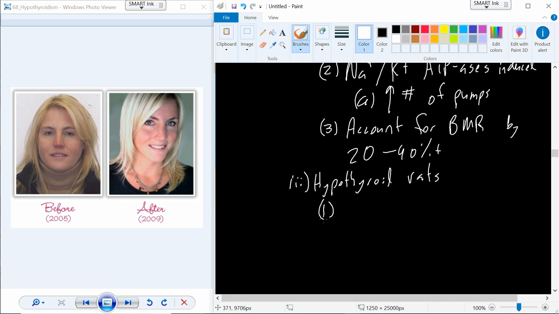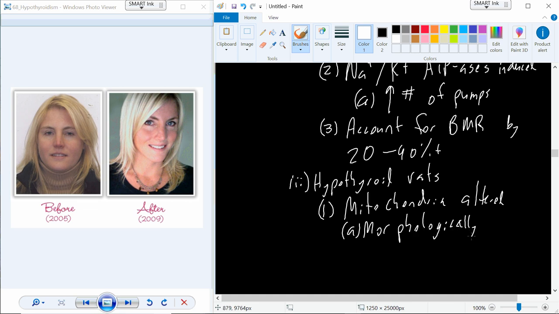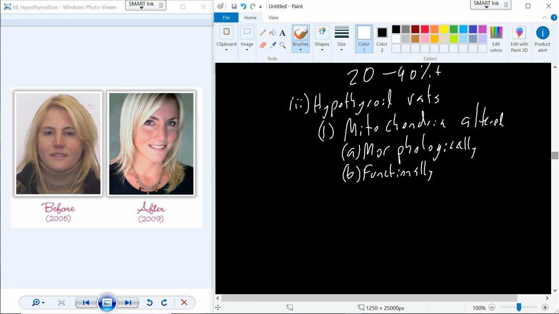And when you look at the mitochondria from a morphological and a functional perspective, the mitochondria in these hypothyroid rats are actually different than a non-hypothyroid rat. So hypothyroidism leads towards alterations of the mitochondria, both morphologically and functionally.